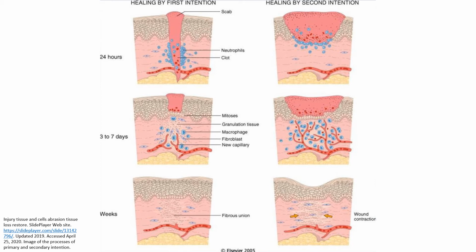And now that most of the neutrophils have died out, macrophages are now the main cellular infiltrate. So as you can see in the 3 to 7 days image here, macrophages now take over as the main phagocytes.